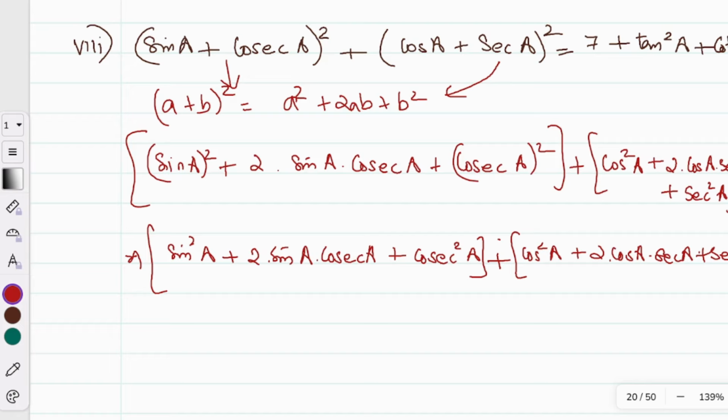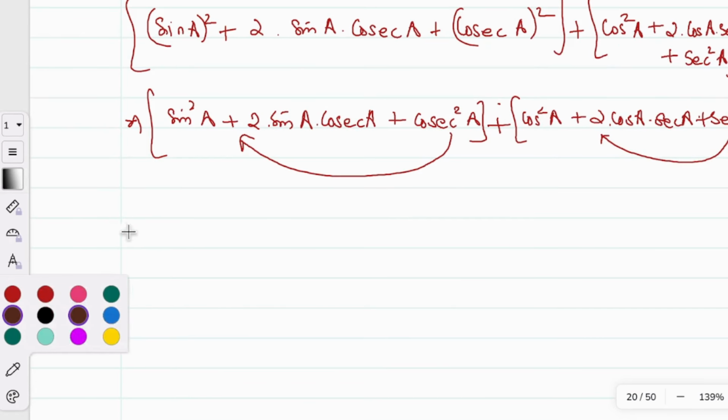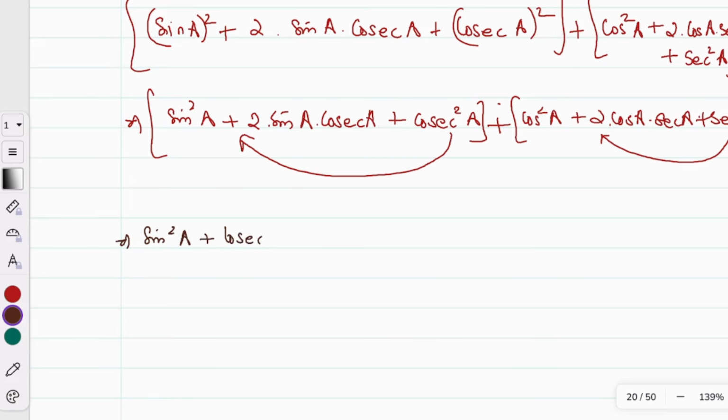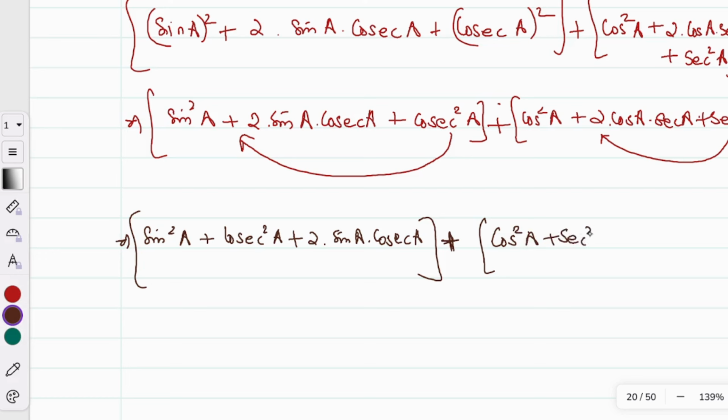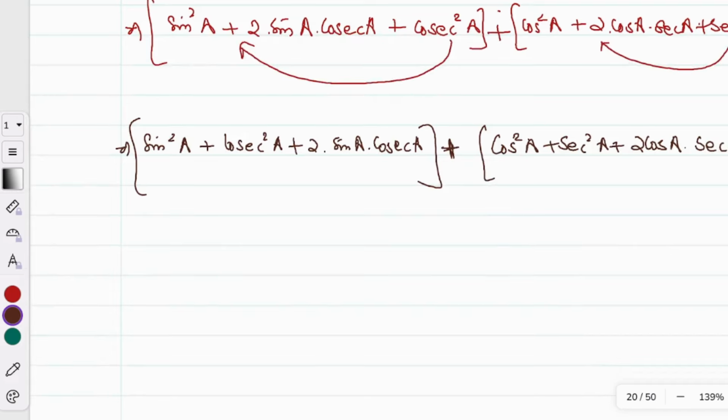Now, what we have to do, we will rearrange the equation. We will take this one to this part. That is, I can rewrite this equation as sin square A plus cosec square A plus 2 sin A cosec A plus, similarly here also, cos square A plus sec square A plus 2 cos A into sec A. In this way I can write this one.